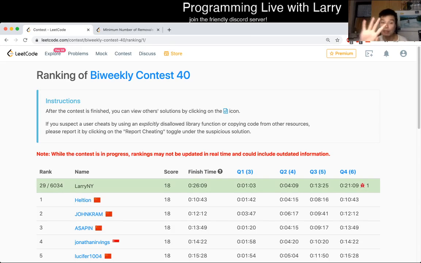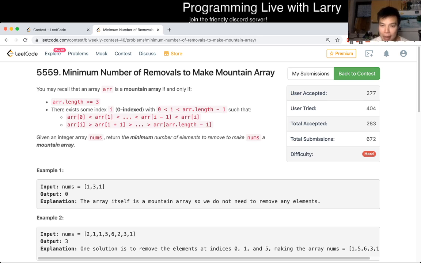This is me going with Q4 of the bi-weekly contest 40, minimum number of removals to make mountain array. So this one was a little bit of a weird one for me. I actually knew how to do it right away, but I was just reading the problem for a long time because I wasn't super sure. But the short answer is dynamic programming.